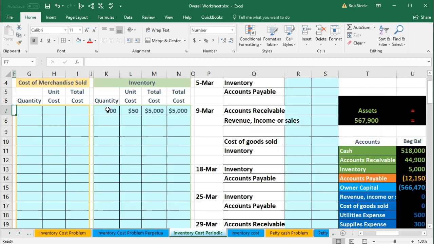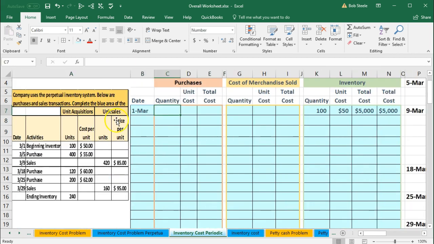So that's where we begin. We're going to keep rolling from there. Second item, I'm going to skip a line. We're going to go down here and say it's on 3-5. Says we purchased 400 units at $55. So we purchased 400 units.